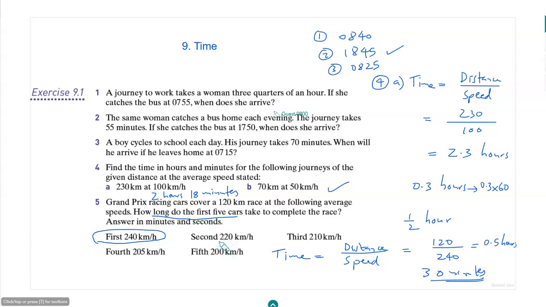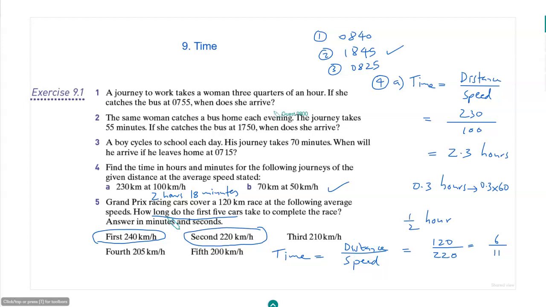Let's do this one, 220. So how will you do that? Time is again distance by speed only, right? So distance is 120. Speed is now 220, right? So 120 by 220. If you do this division, what is the fraction that you get? Sorry, 6 by 11. Yes. So 6 by 11 what? What's the unit? Yeah, 6 by 11 hours.